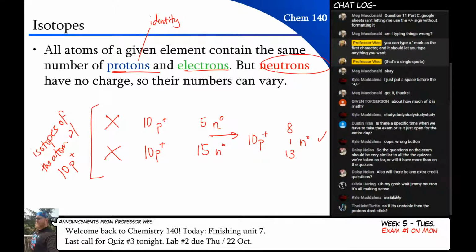Each of these possible combinations is known as an isotope. Specifically in this case, we're looking at the isotopes of whatever atom has 10 protons. So if you look at your periodic table, you'll find out that these are all isotopes of neon.